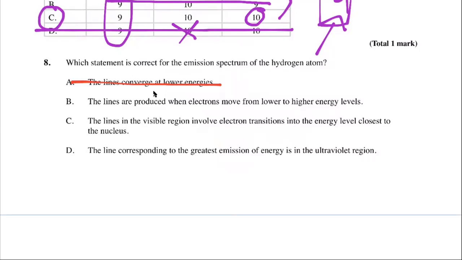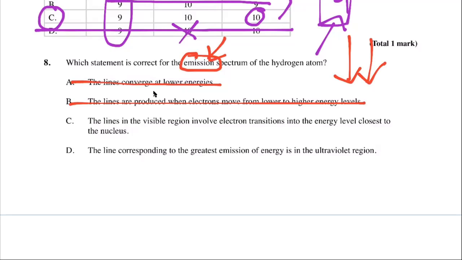So then B says the lines are produced when electrons move from lower to higher energy levels. Is that true or no? No, that one is not true. The reason is that the question asks about the emission spectrum. And remember, on the emission spectrum, all the arrows are pointing downwards because they're going from higher to lower. If they're going from lower to higher, that's not emission, that's absorption. So you have to know that emission means they're falling back down to lower energy levels. That's when they emit energy.